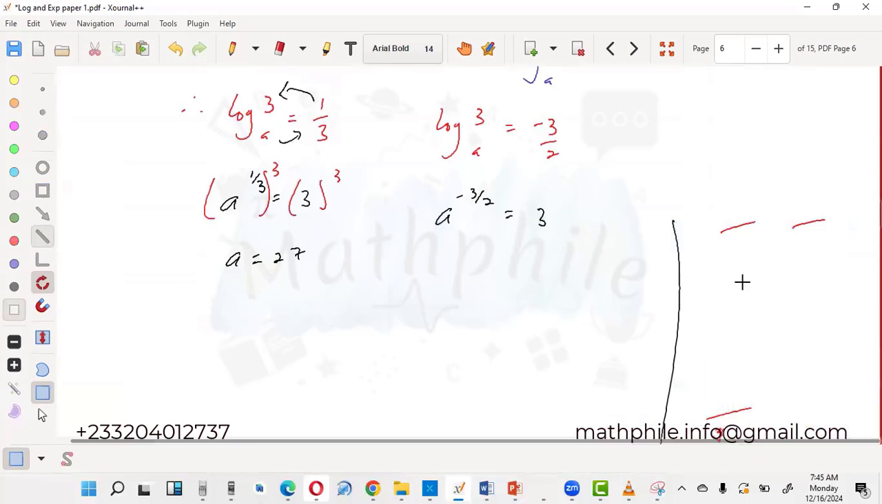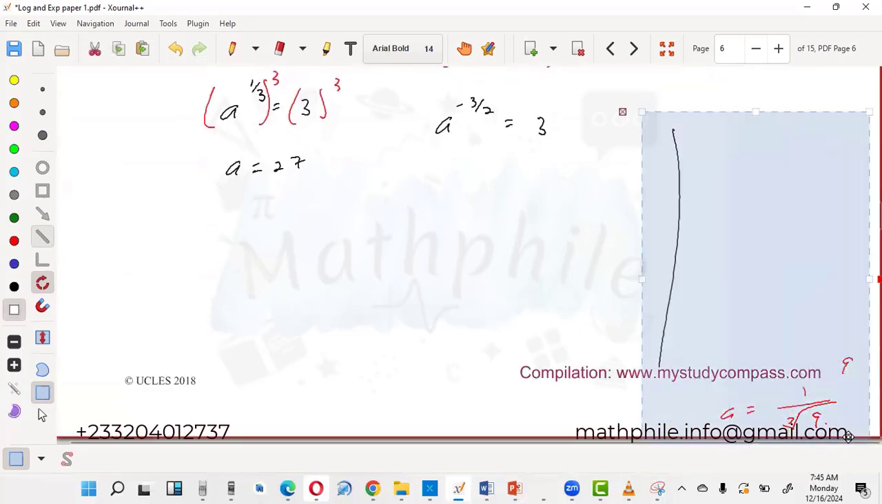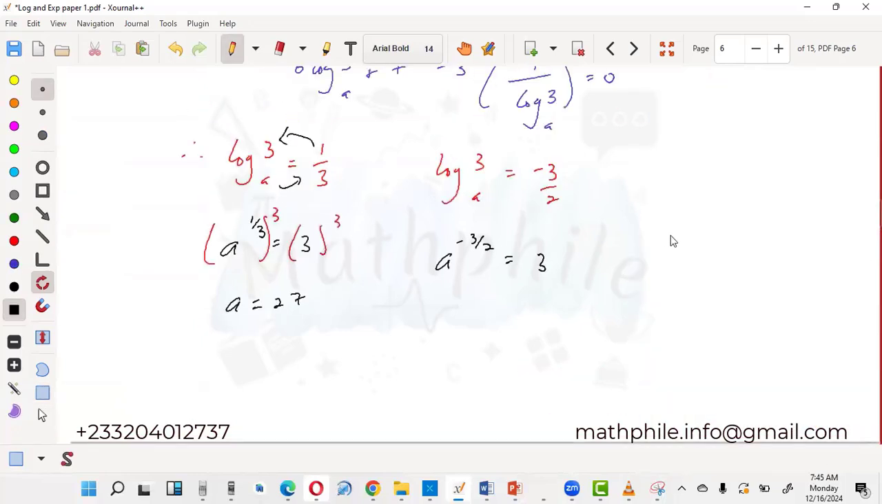Okay, so that's how we go about this one. Actually, if you want to get rid of the exponent, that's what most people don't tell you. We tell you that if you've got square roots, so if I've got A raised to the power 1 over 2, that is the square root of A. If I want to get rid of this, what do I do?